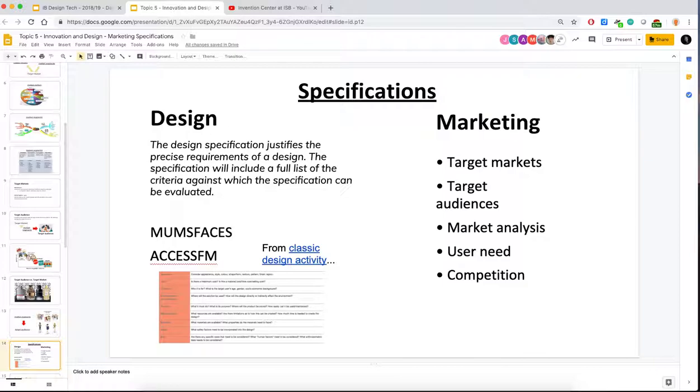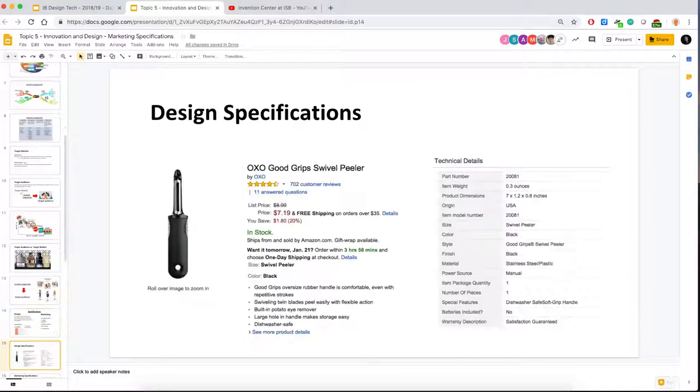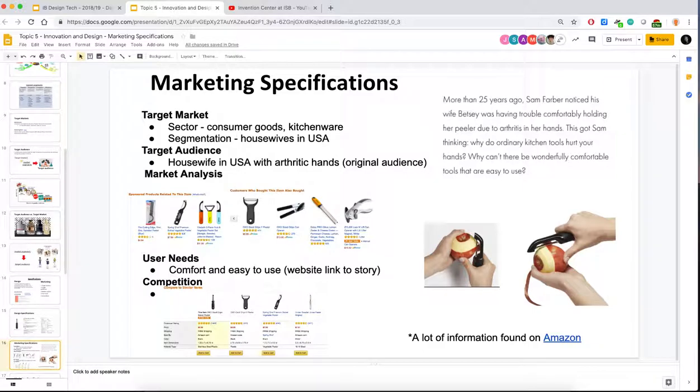Marketing specifications are specific to the market, audience, user, and competition. So just so you understand design specifications: if you go to Amazon and you see all these technical specifications for a peeler, that's your design specifications. It's this list of, okay, here's the size, here's the color, here's the finish, here's this special feature, here's this dimension, here's the weight. That's design specifications, versus marketing specifications.